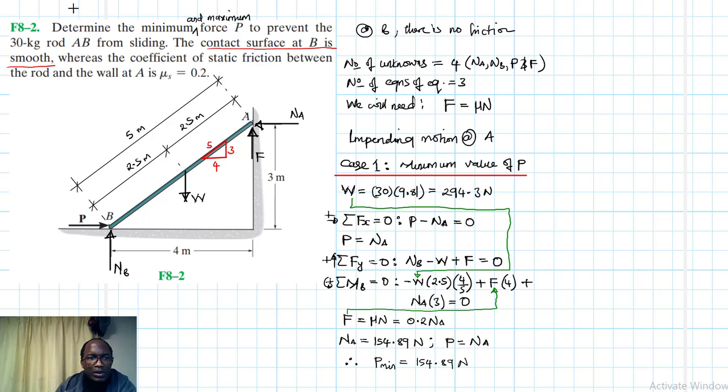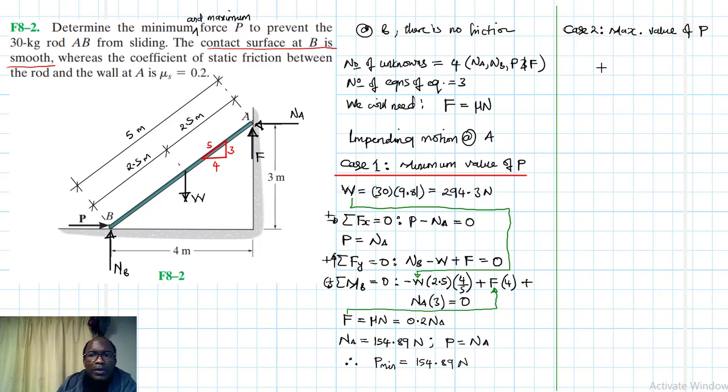Alright, like we said in our problem, we also included one part which was not part of the problem, just to appreciate this particular problem. So we said, let's also find the maximum value of P that we can apply without making the rod slide at A. So let's go to case number 2. I will call it case 2. Case 2 is the max value of P.